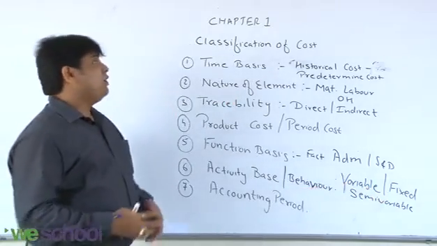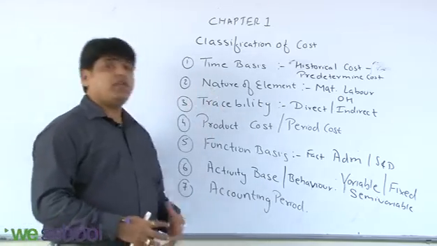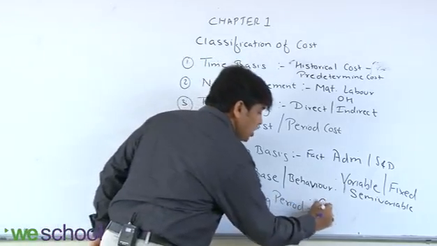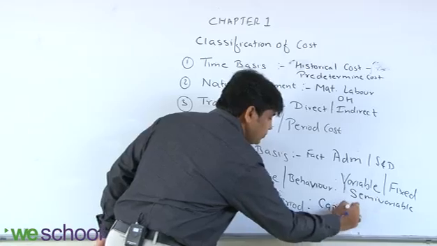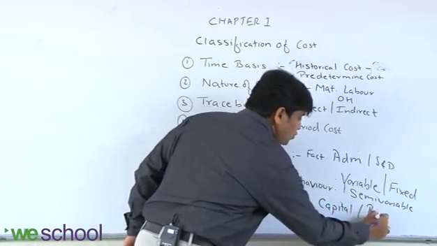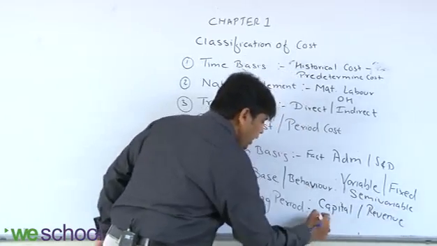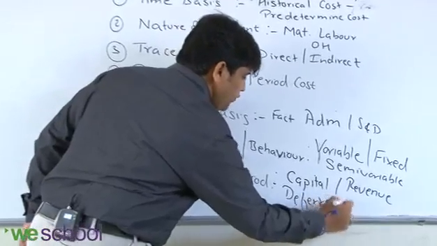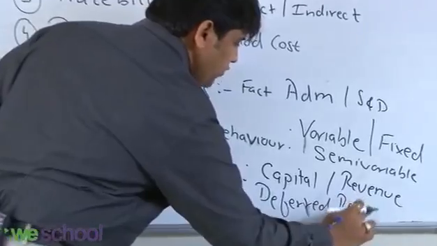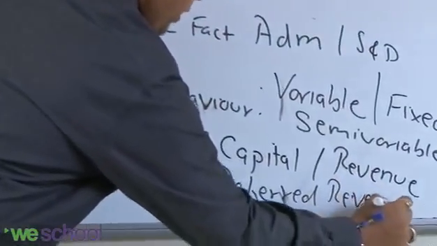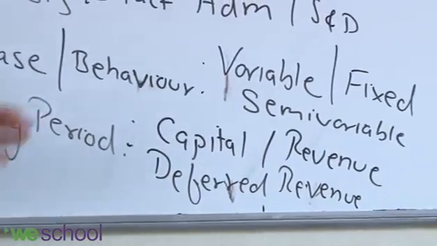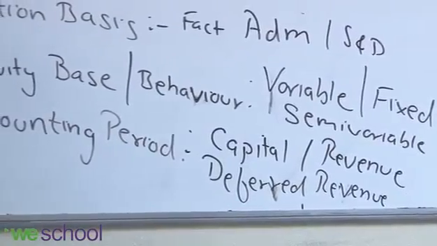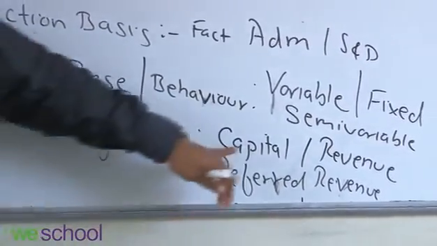Okay, then we can classify the expense on the basis of accounting period. On the basis of accounting period, we can classify the expense as capital, revenue, and deferred revenue. These are the three classifications on the basis of accounting period. The expense which is incurred once, but its benefits may last over many years, is called capital expenditure.